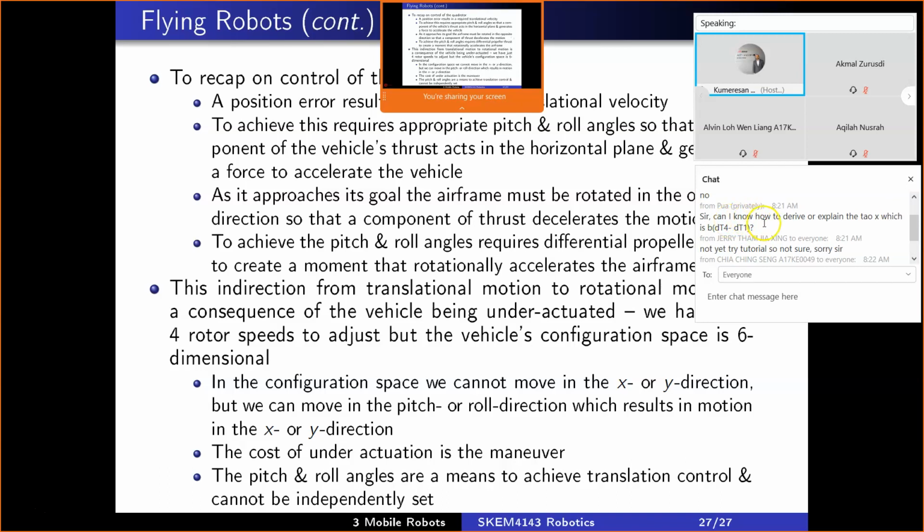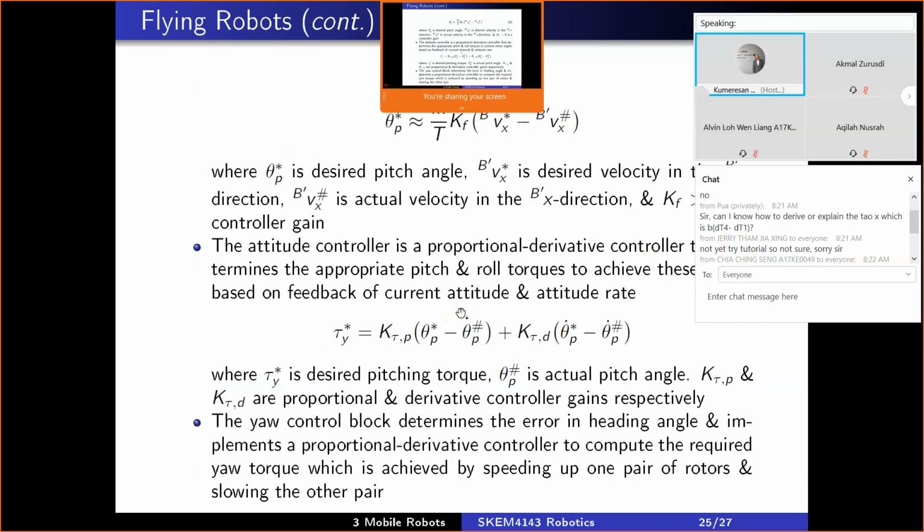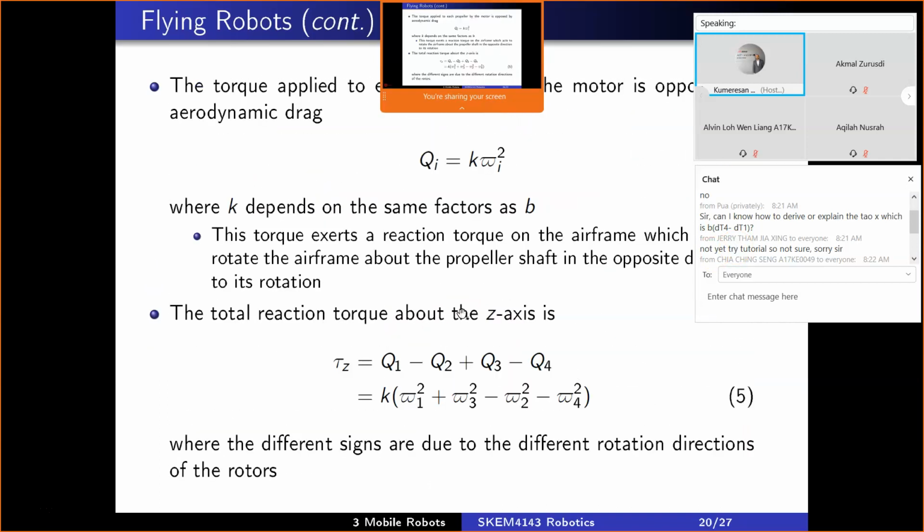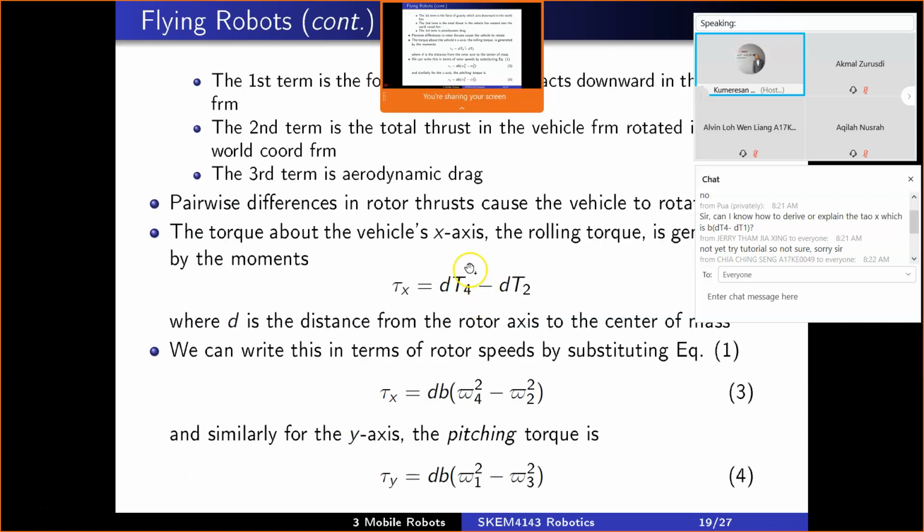Pua asked me a question. Sir, can I know how to derive or explain the tau, which is b times dt4 minus dt2? How to derive or explain the tau? So Pua asked me a question here. He says, how to explain this? Okay, how to explain that?